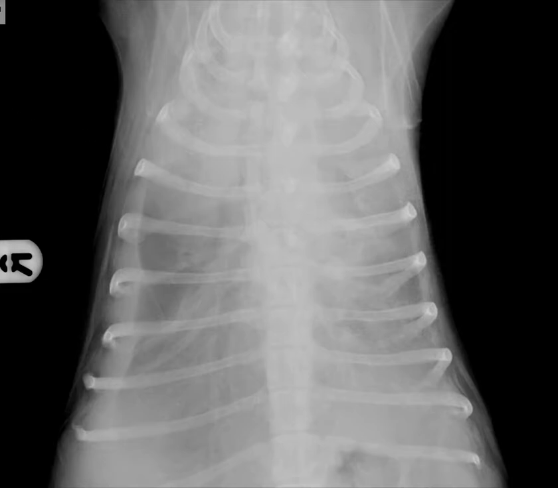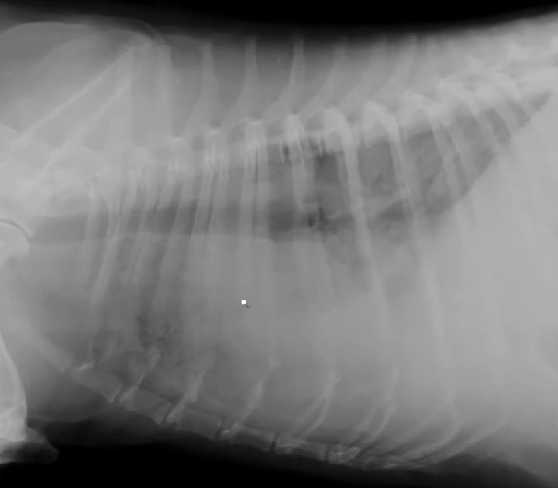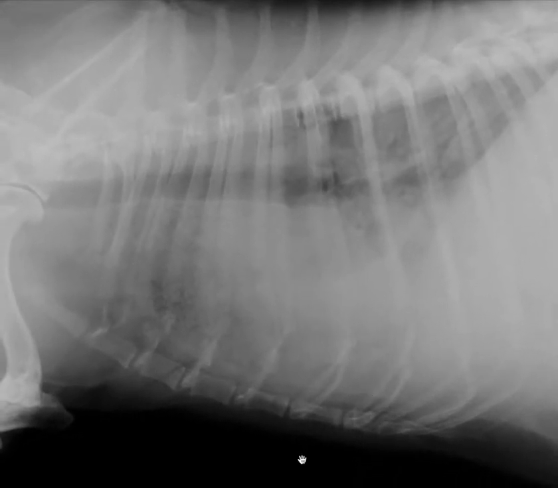I'm going to go to one of the lateral views next. Let's use the left lateral view to look a little more closely. When I'm looking at lungs, once I've decided that there's increased opacity, as I've mentioned, one of the next things I do is try to tell whether I can see pulmonary blood vessels. We saw some in the caudodorsal lung field. I don't see any pulmonary blood vessels here in the cranioventral lung field.